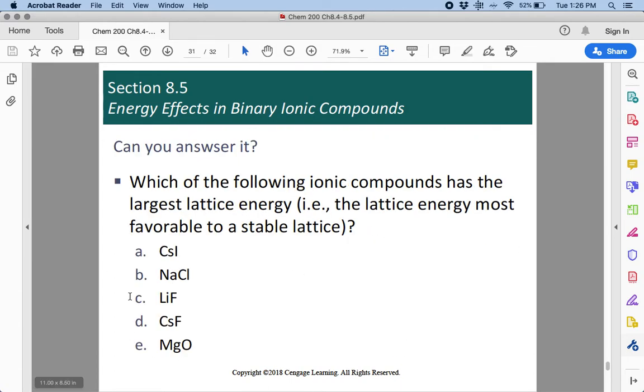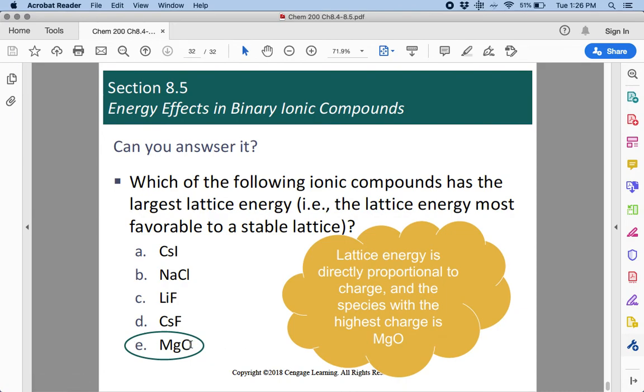So, this is a good example for this. Which of the following ionic compounds has the largest lattice energy, aka the lattice energy with the most favorable stable lattice? So the one that is going to have the greatest exothermic value, the most negative value. To do this, you're going to have to go through and compare each of these compounds for their size and their charge. So take a minute and determine for yourself which one you think this would be.